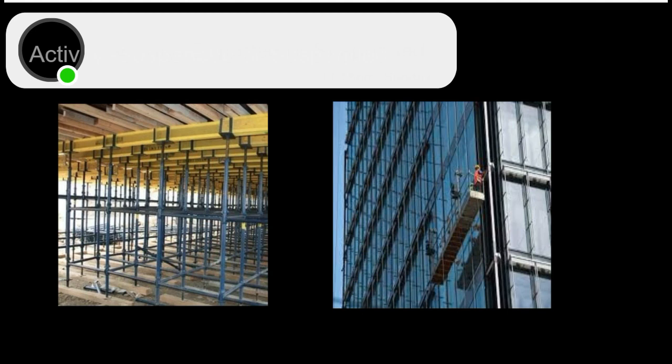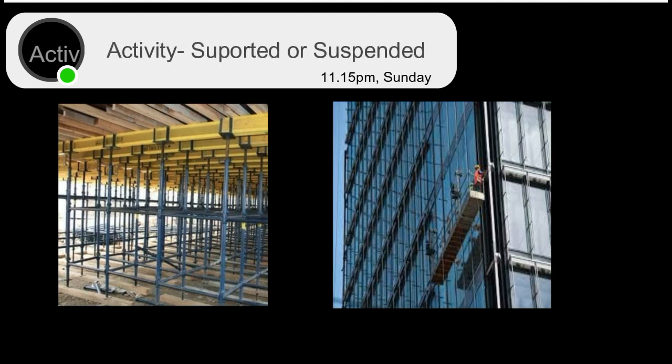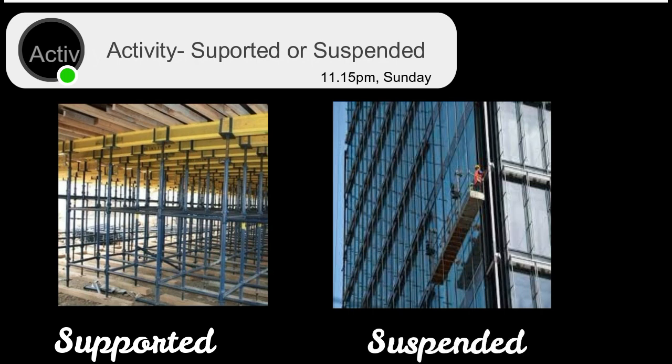Take a look at the scaffolds on this page. For each scaffold, decide whether it is a supported scaffold or a suspended scaffold. That's right, you guessed it. The scaffold on the left is a supported scaffold. The platform is supported by the ground by rigid supports. The scaffold on the right is a suspended scaffold. The platform is suspended from overhead by non-rigid wire ropes.